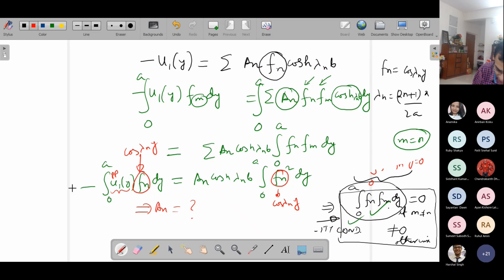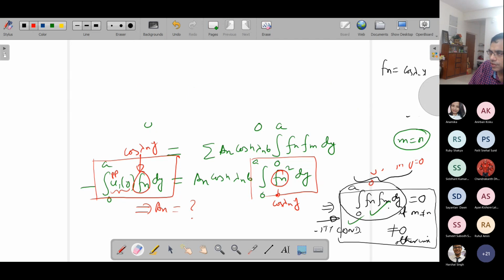You can complete this integration, and that will give you an. So that completes the solution of the problem. What is your final overall solution? Just let us write it so that we don't forget the broad picture.